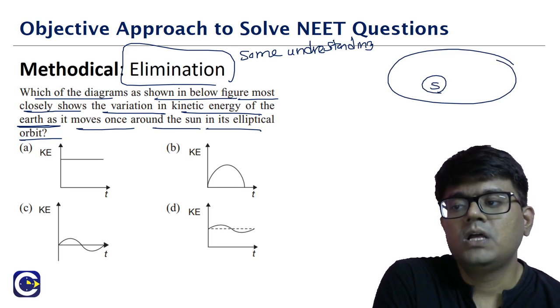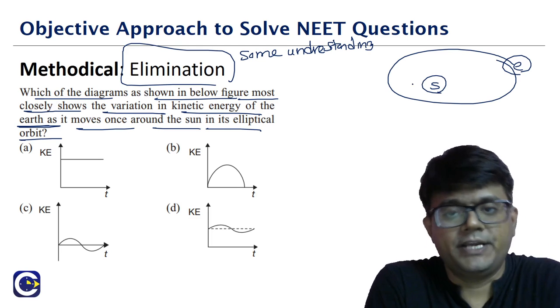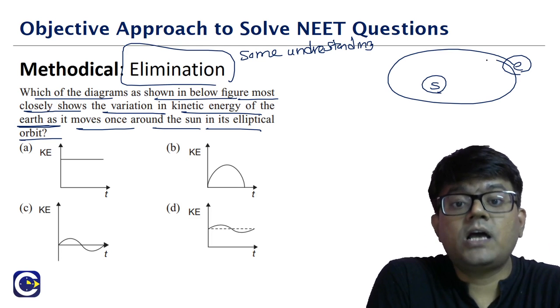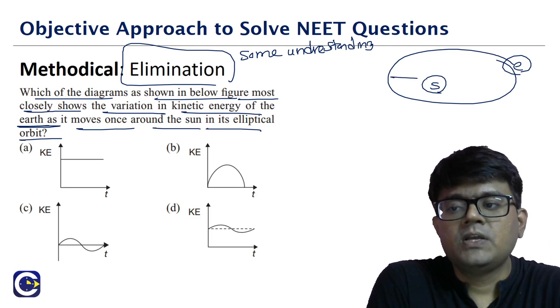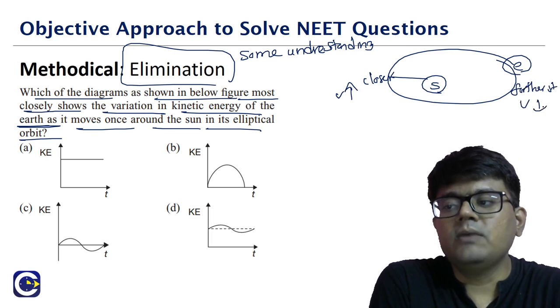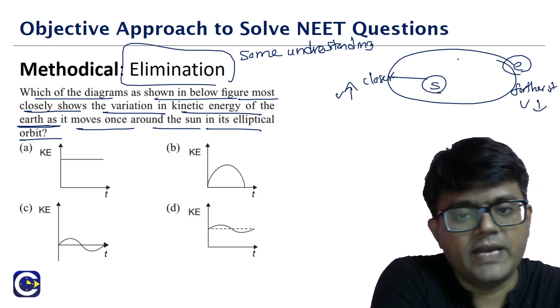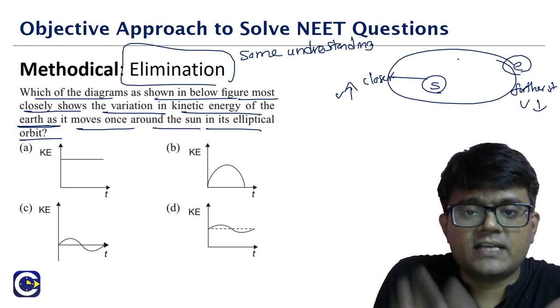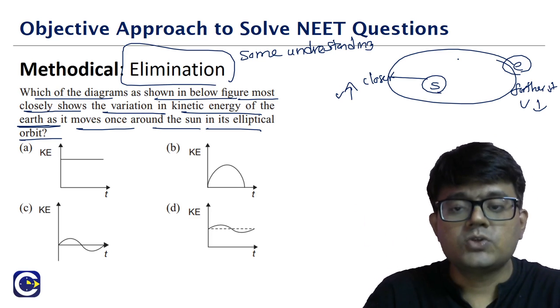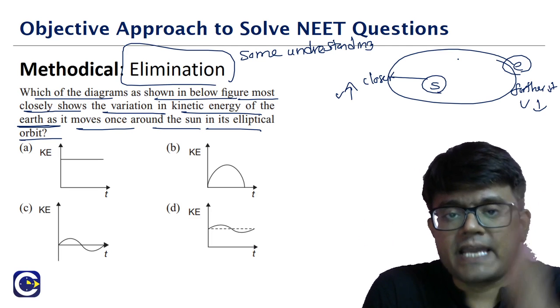So how will it move? Earth will be moving around the sun in an elliptical orbit. Sun will be at one of the focal points. So the earth's velocity or speed will keep changing. When it is closest, speed will be what? High. When it is farthest, speed will be what? Low. So when it comes closer, it will be increasing its speed value. When it is going farther and farther, the speed will be decreasing. So when the speed is increasing, kinetic energy increases. Speed decreasing means kinetic energy also will decrease.